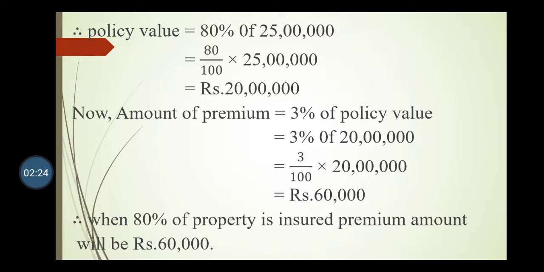which is equal to rupees 20 lakh. Now amount of premium equals 3% of policy value, that means 3% of 20 lakh, which is equal to 3 upon 100 into 20 lakh. And when we solve this, we will get rupees 60,000. Therefore, when 80% of property is insured, the premium amount will be rupees 60,000. Okay.